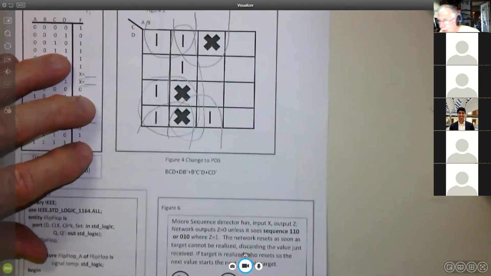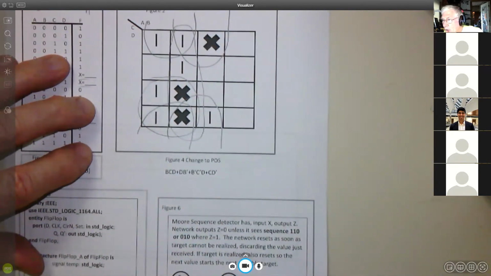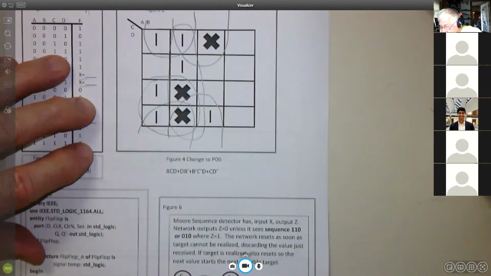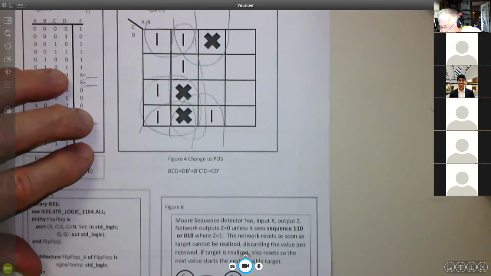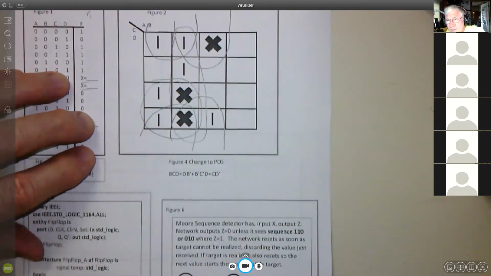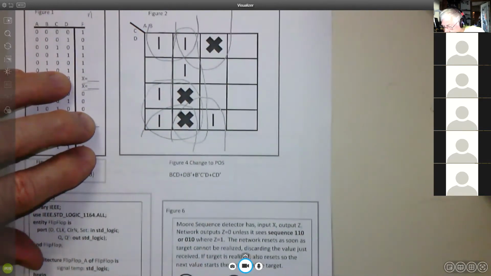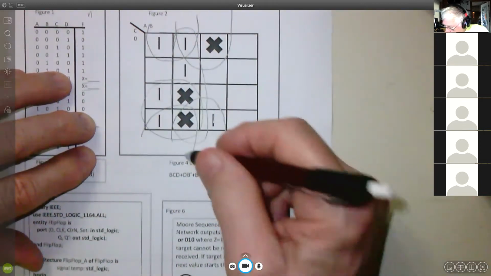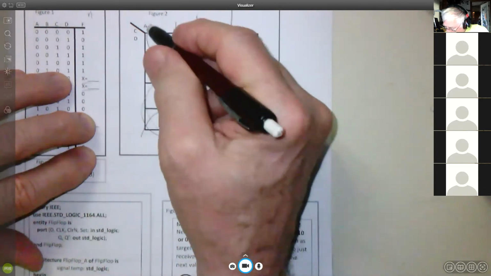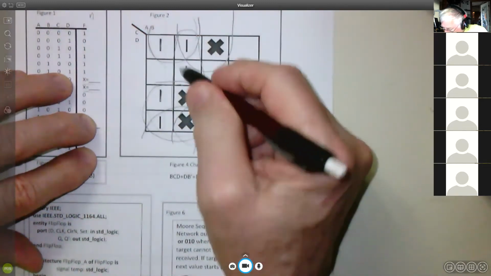And of those four prime implicants, how many of them are non-essential? It looks like all of them are essential. All of them are essential. Yeah. This one is only covered by this group. This one is only covered by this group. This one is only covered by this group. This one is only covered by this group.